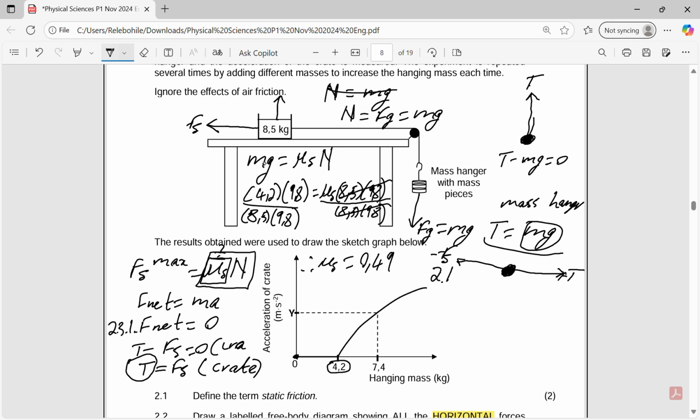Then from there, on this side, we know that this mg belongs to what? To the mesh hanger, so we substitute by the mass of our mesh hanger there and the 9,8, and on this side we use the mass of what? Of the crate, and then yeah, the rest is history, guys. Do your math and then find your answer. I hope it makes sense. Let's move on to the next question.